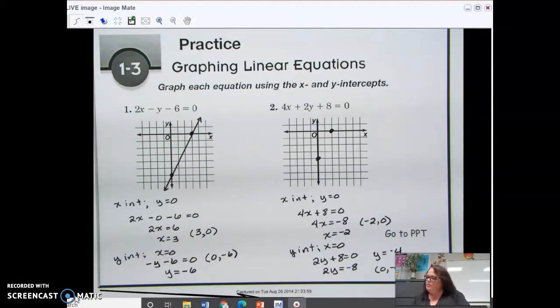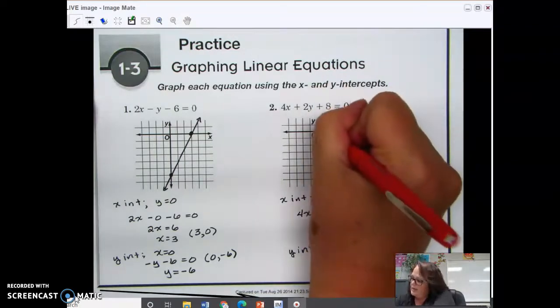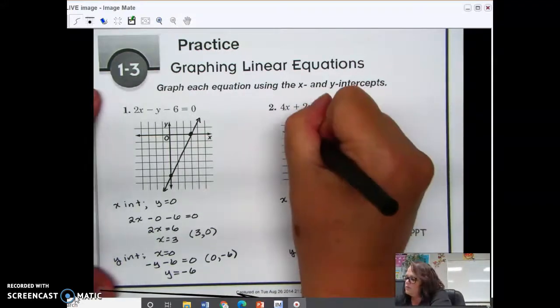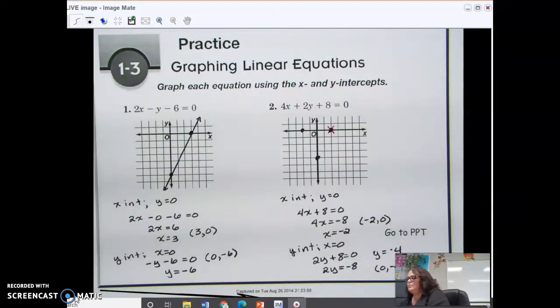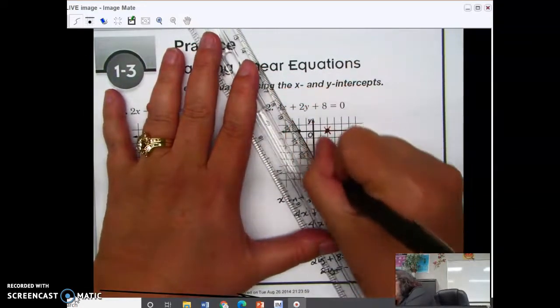So just to show you that everybody does make mistakes, I have this point here at negative 2, 0, and I graphed it at positive 2, 0. So I want to make sure that I have that at negative 2, 0. So hopefully some of you caught that and you were screaming at the screen. And so this one is going to be going down.